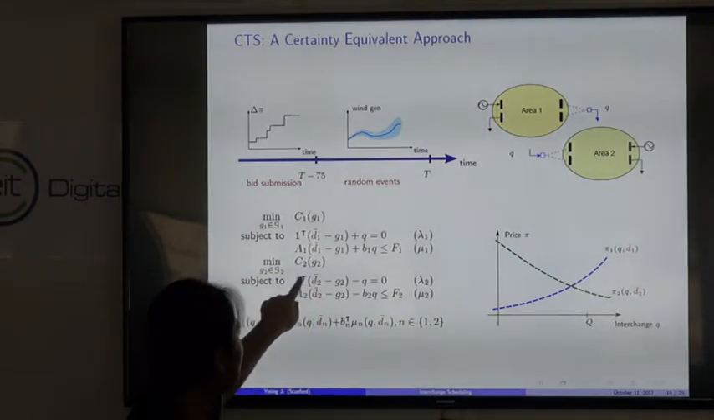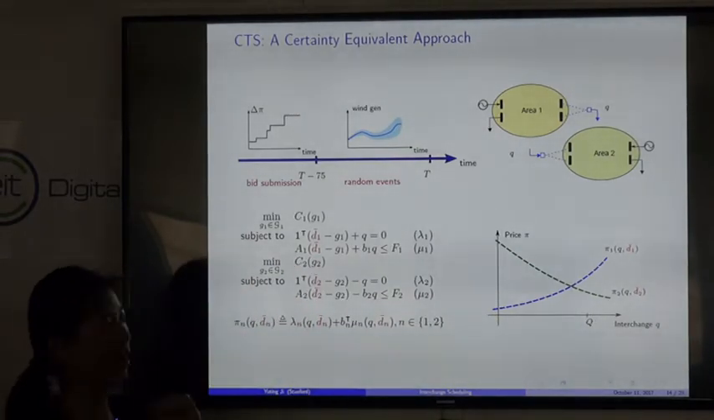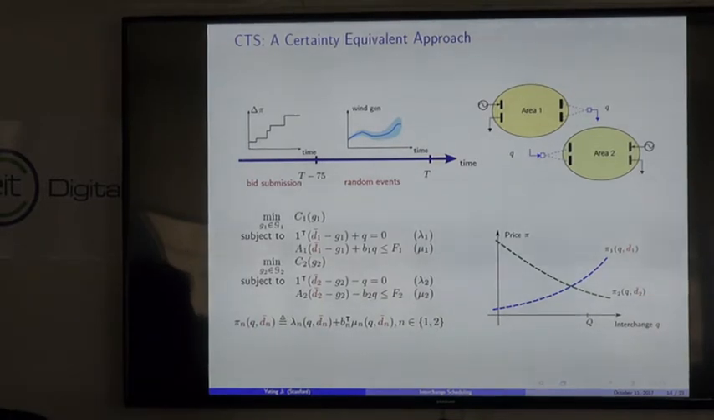By D1 bar and D2 bar, I mean the point prediction of your demand. That's just the mean of the future demand. So by CTS, the way it incorporates uncertainty is simply to use the mean. By that, the stochastic problem is reduced to a deterministic one because you just use the mean value of your load forecast to represent the future.